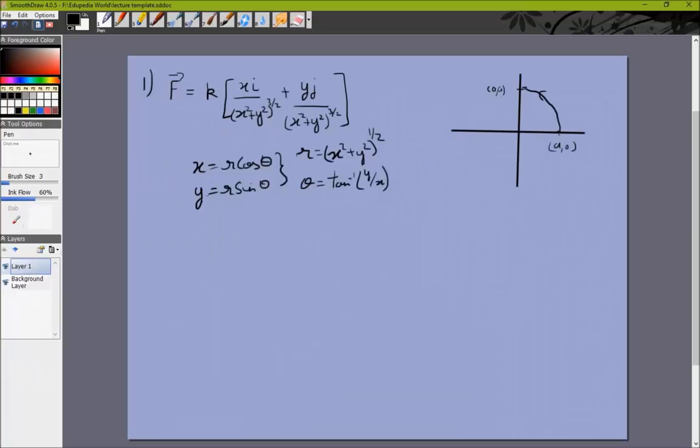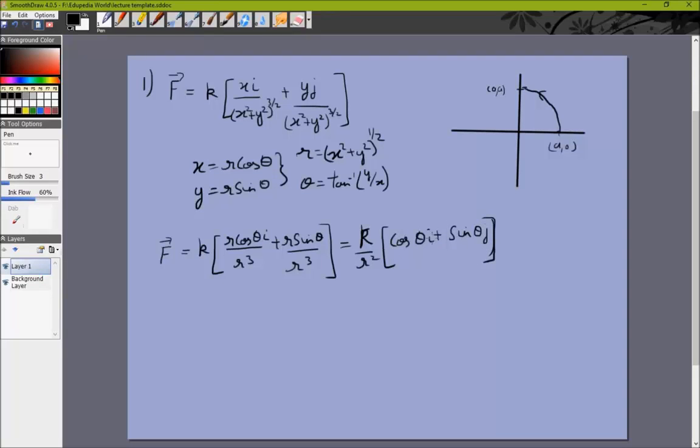If you substitute these two values for x and y in f, you get f is equal to k times r cos theta i cap divided by, now this term is r cube, plus r sin theta j cap by r cube, which is k by r squared times cos theta i cap plus sin theta j cap.